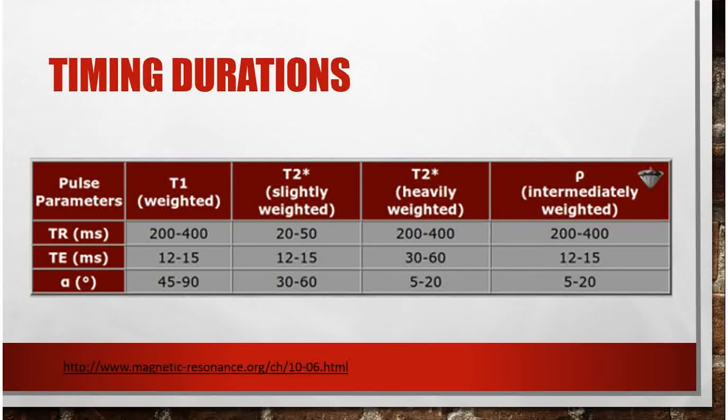There are some different values for TR, TE, and flip angle, which give different weightings. For example, the one that I have mentioned in the previous slide is like this one: a very small TR, comparably small TE, and a small flip angle. The other values may give different weightings, as you can see.